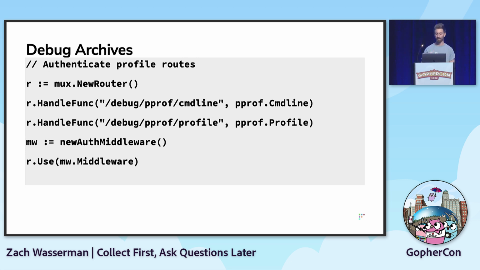And so then adding the middleware for us was simply a matter of calling this Use method on the Gorilla Mux router to add the middleware. And we're not covering it here, but of course that middleware is going to be validating some sort of authentication token that the user has.